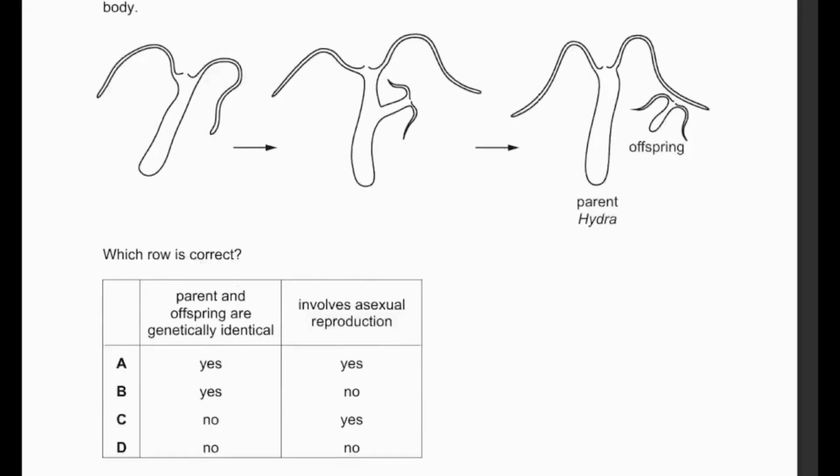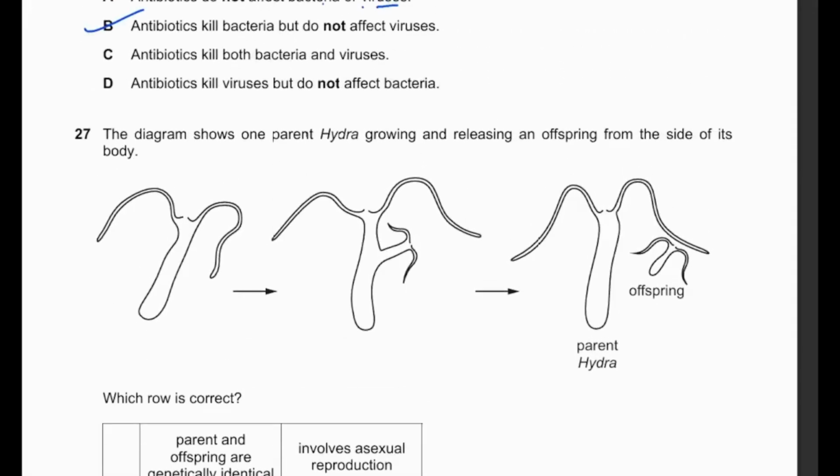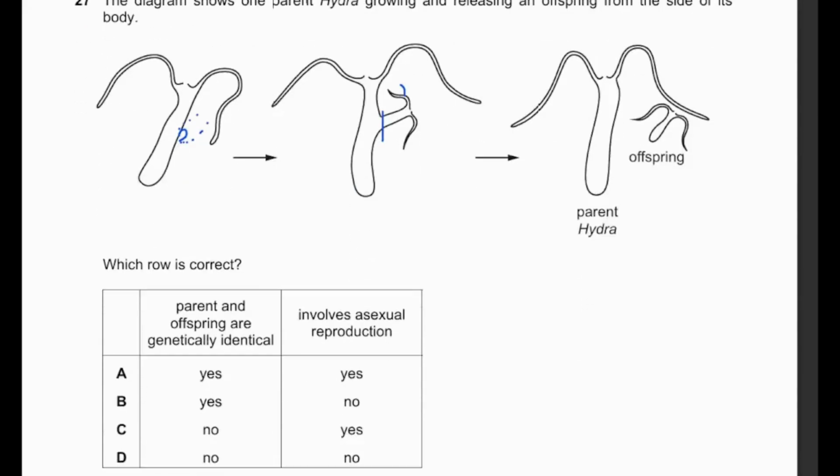Again, now this is with the reproduction topic. The diagram shows one parent hydra. Okay, it's a sea creature growing and releasing an offspring from the side of its body. A budding process, this is called, remember. The hydra forms a small bud which slowly grows. Once the bud matures and gets its tentacles like this, it falls off from the mother hydra, and in this way the independent journey will start for the offspring here.